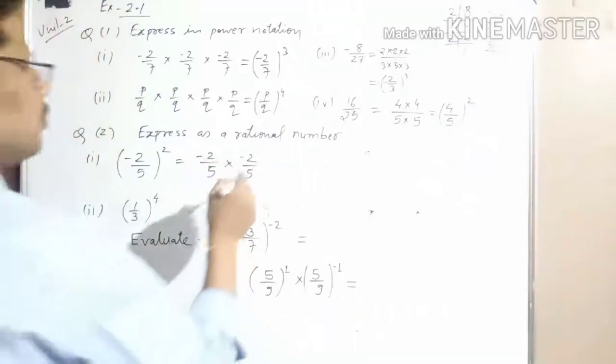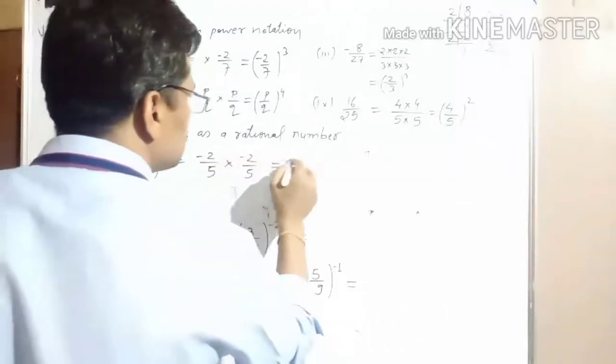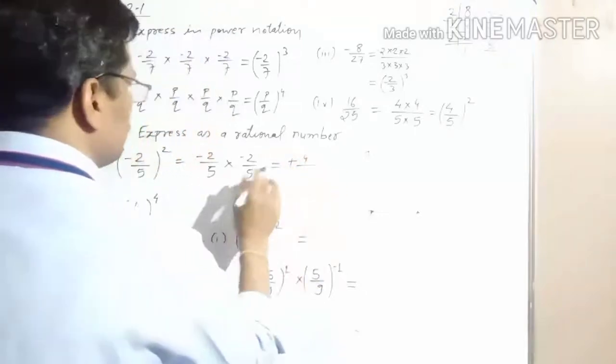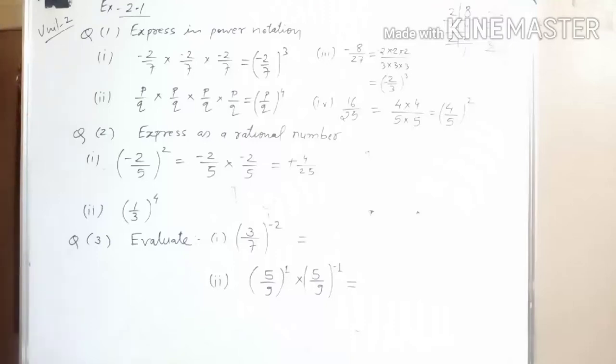Now you can multiply numerator by numerator. Minus minus becomes plus. And 2 twos are 4, so we can write here 4. And 5 fives are 25, so we can write here 25. This is our required answer.